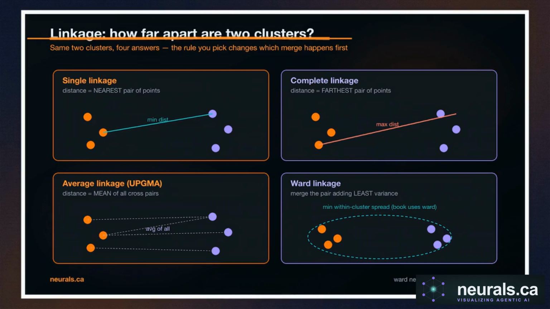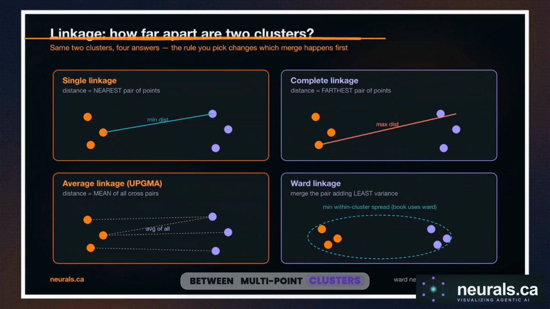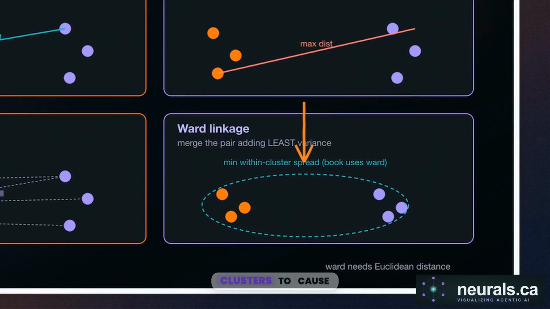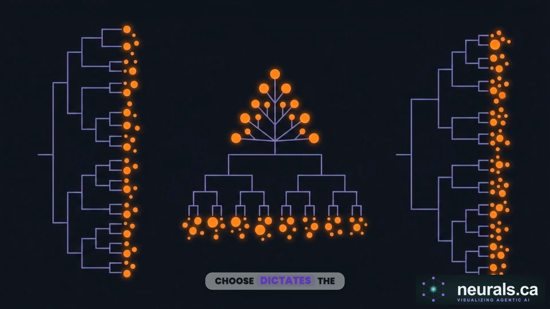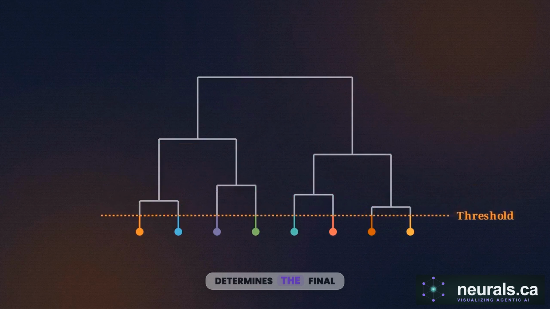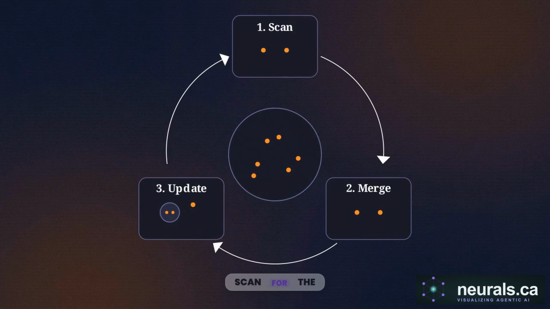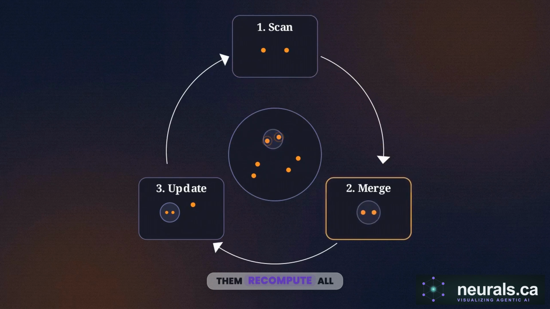This diagram shows how we measure distance between multi-point clusters using linkage rules. You can calculate based on the nearest pair, farthest pair, or average. The bottom right quadrant illustrates Ward linkage, which merges clusters to cause the smallest variance increase, building compact groups. The mathematical linkage rule you choose dictates the raw topological shape of the tree. Where you slice through that shape determines the final resolution of your categories. The entire engine runs on a simple loop. Scan for the closest pair, merge them, recompute all distances using your linkage rule, and repeat.